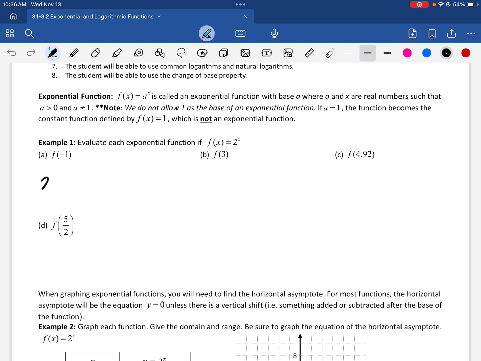So for this first one, this is going to be 2 to the negative 1, which we know that we can make exponents positive by moving them to the opposite side of the fraction. So this would be moving this 1 to the denominator. So that would be 2 to the first goes to the denominator. 2 to the first is just 2. So this reduces to 1/2.